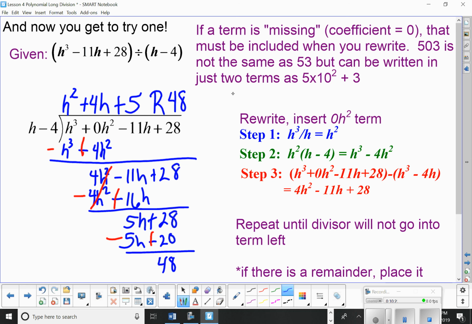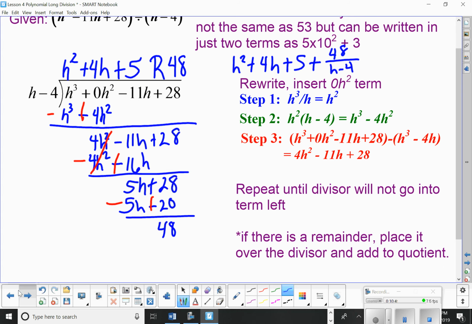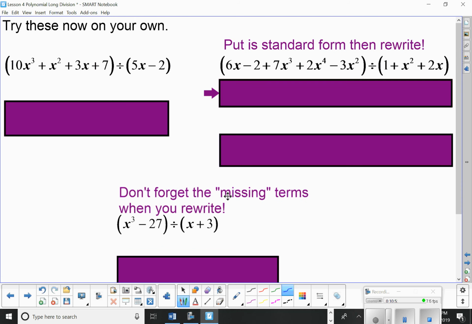I could also write my quotient as h squared plus 4h plus 5 plus 48 over h minus 4. As soon as you tell me what h is, I could finish this up, right? Good. Okay, notice if there is a remainder, place it over the divisor and add to the quotient. Right, next one up. Here are these three. Try these on your own, put it in standard form, and then rewrite it.